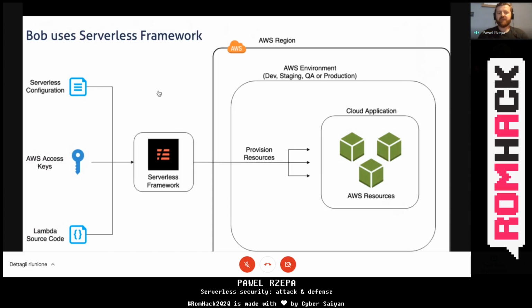All of it you put in the serverless configuration YAML file, and the serverless framework, based on this configuration file, generates CloudFormation templates, and based on them, all those resources are deployed in your AWS. The serverless framework uses the local AWS access keys of your IAM user, and it also zips the Lambda source code and puts it in the cloud.